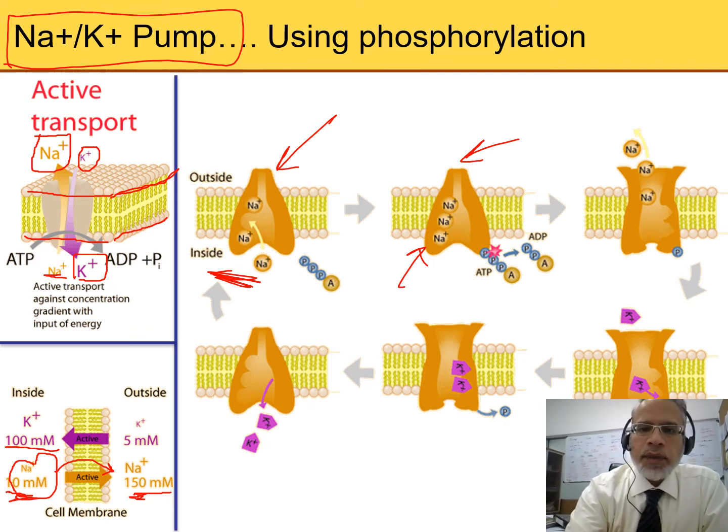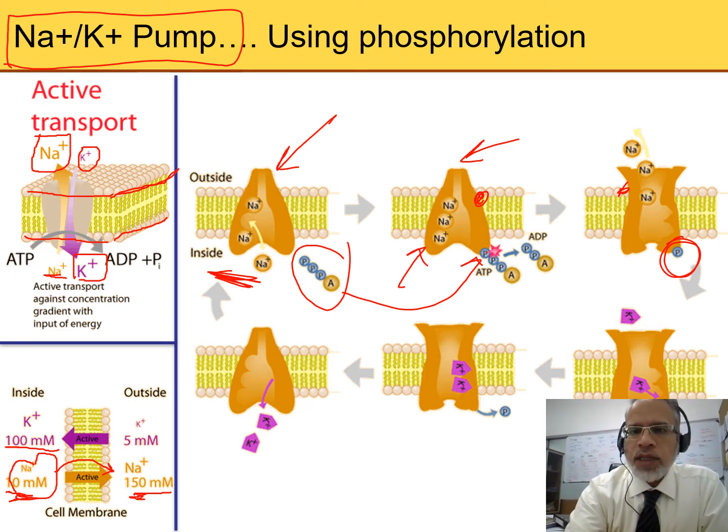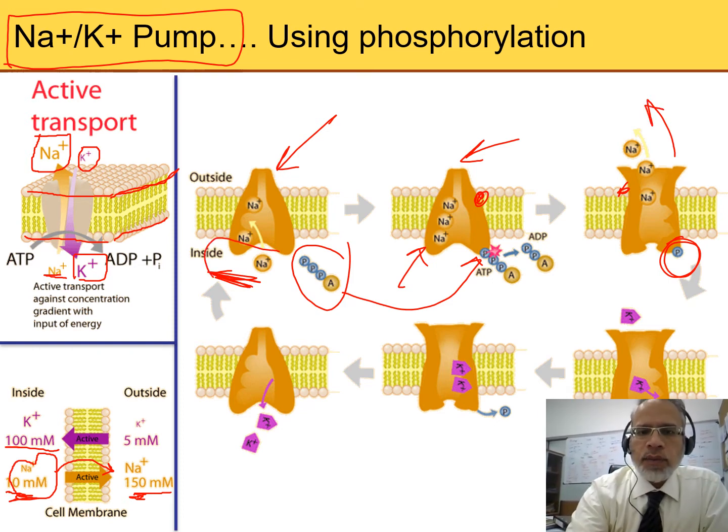But then ATP comes along and ATP phosphorylates the receptor. So once you have a phosphorylation here, there's a conformational change. See, if you look at this shape and you look at this shape, they're very different. So the conformational change is such that this mouth opens up and allows the sodium to go out now. So shifting sodium from inside to outside occurs because of the phosphorylation of the receptor.